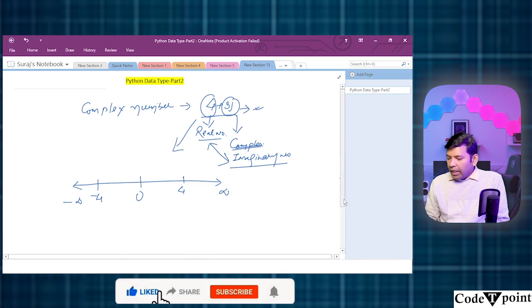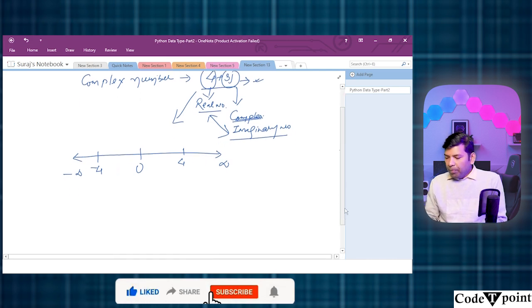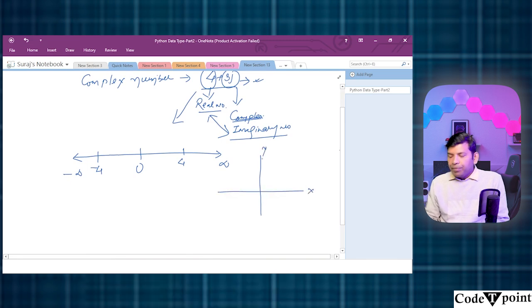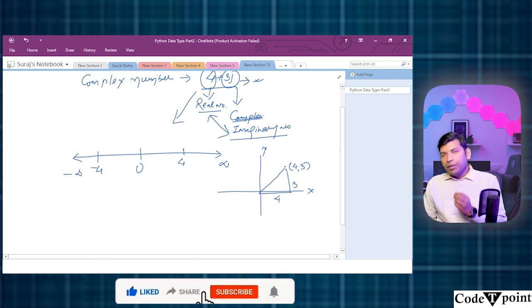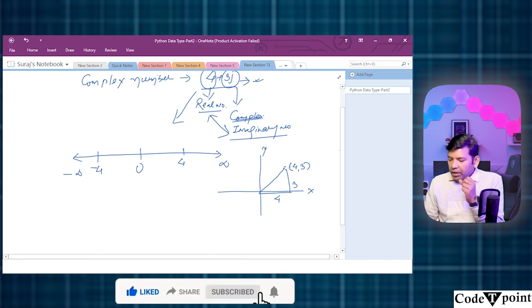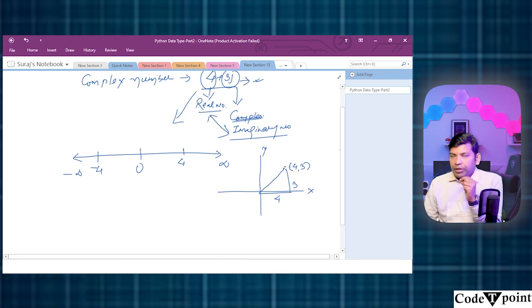For this case, let us take one example. If I plot a two-dimensional space in the form of x and y, and if I take one point over here, let's say this point represents 4, 3. It means this is my 4 and this is my 3, correct? And this is my distance from the origin. So this is my 2D space representation of a point.